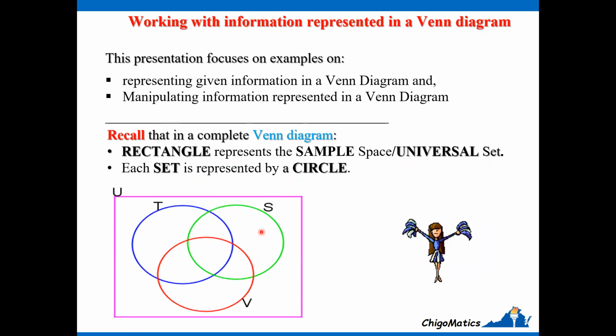This is the situation that I'm referring to. T, S, V are sets, right? And they are subsets of the universal set U, which is the rectangle. So this is a complete Venn diagram.